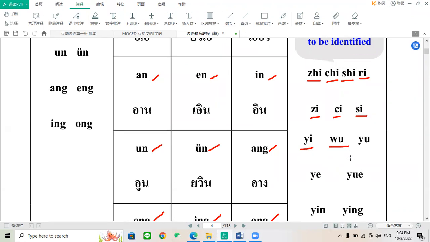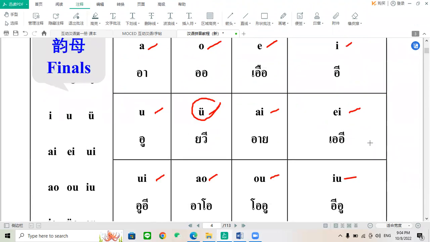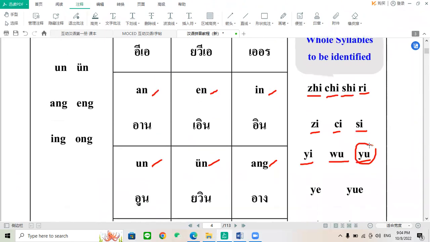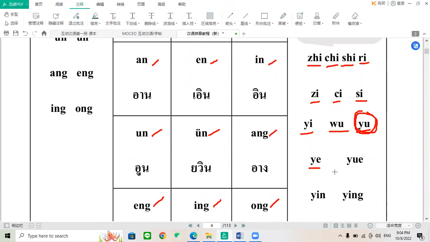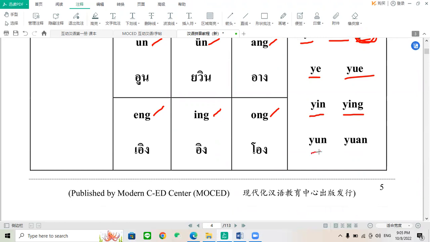一乌 E. yeah. Okay. 吁 Aaron, this one and another one, this one is actually same, right? The pronunciation is same. Okay, so please read after me for this one. 吁 Right, very good. How about this one? 耶 Yeah, yes. 约 Yeah, right. And this one. 音 Great. 音 Yes, ying. Okay. How about this one? 晕 Yun, yes. 渊 Yuan, yes. Good job. Okay, very good.